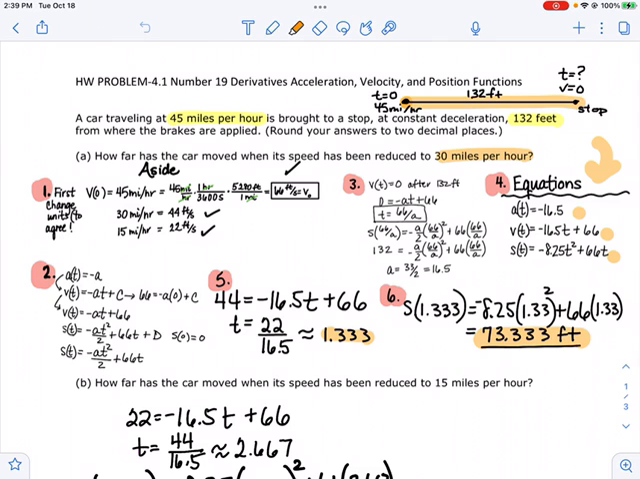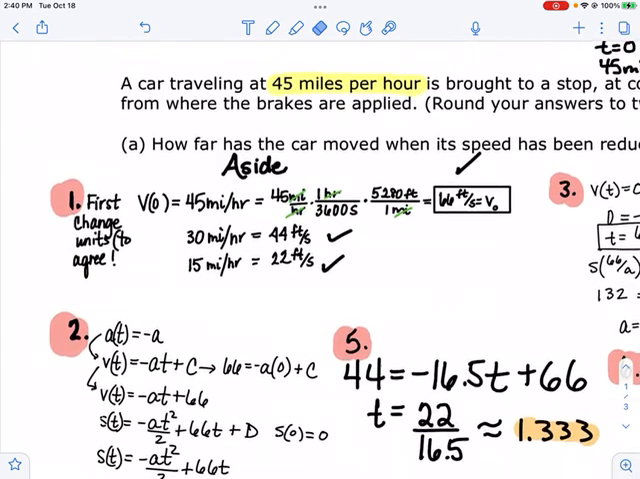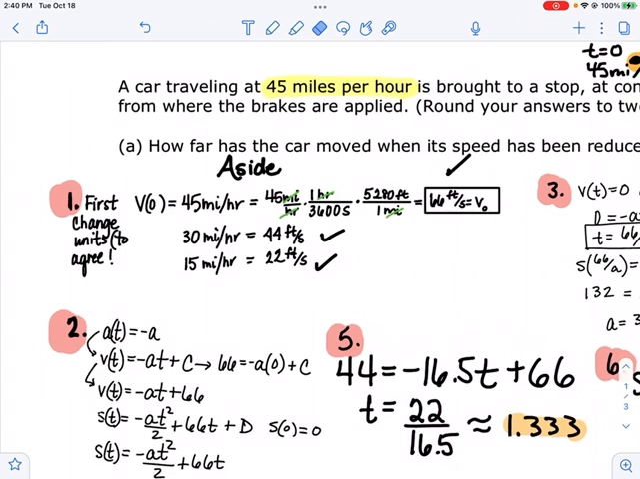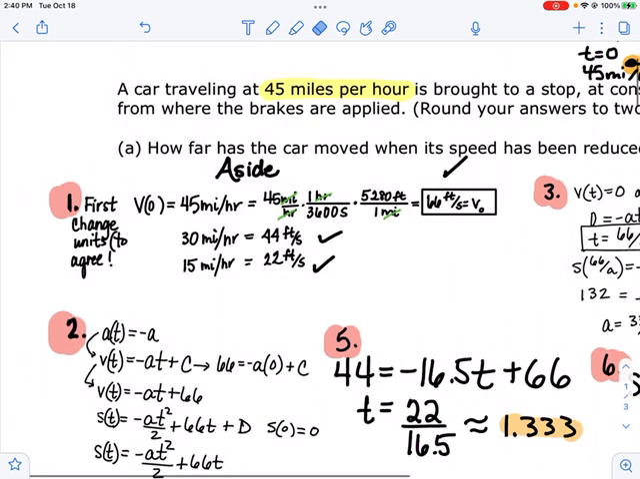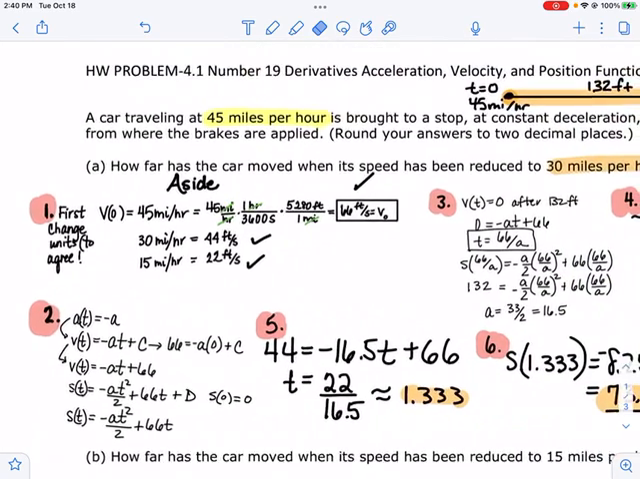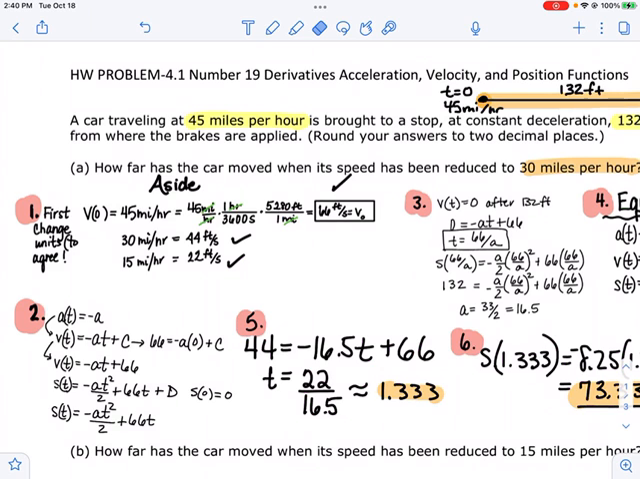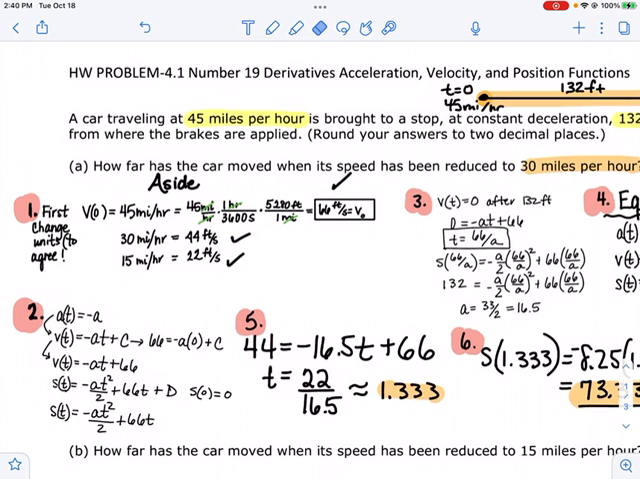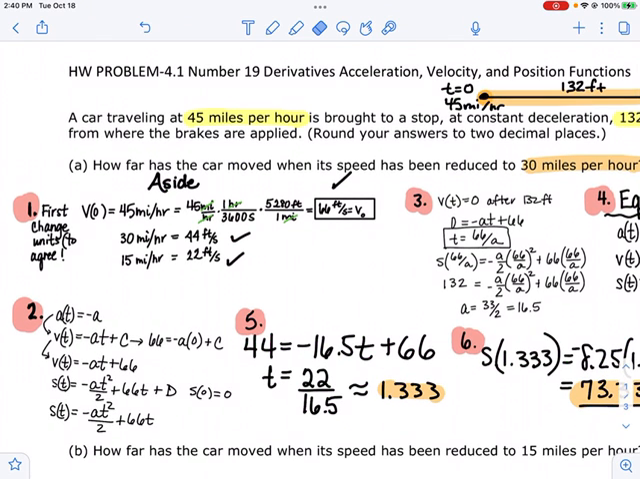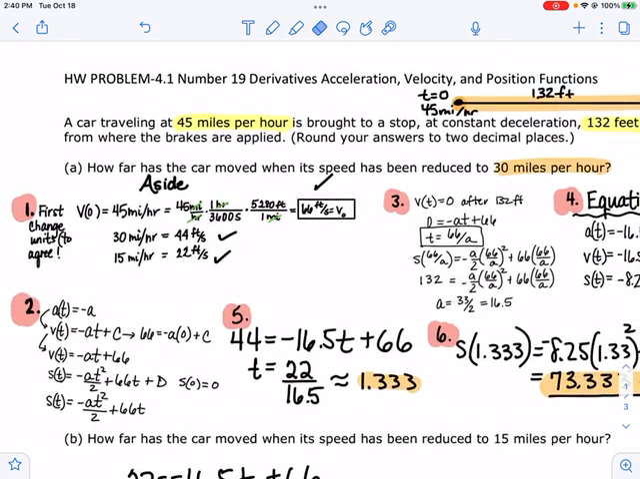But first I would say, okay, I need agreement between my units. So I have 45 miles per hour and I have 132 feet. So what I did next is change it to feet per second. I changed the 45 miles per hour to feet per second, and I just wanted to hone in on the fact that you multiply by 1 hour over 3,600 seconds times 5,280 feet over 1 mile. Doing that unit conversion, you get 66 feet per second for 45 miles per hour. 30 miles per hour is being asked about in the first problem and 15 in the second problem, part B. So 15 miles per hour is 22 feet per second.